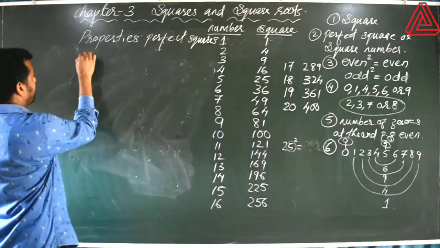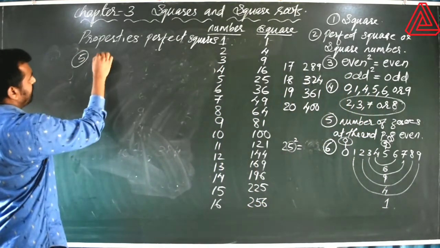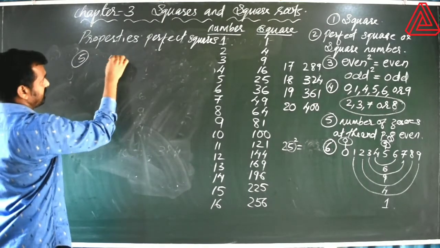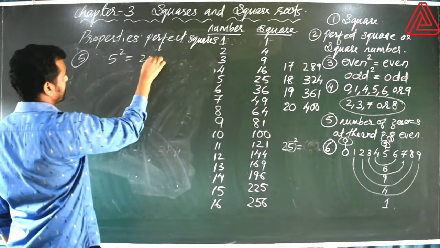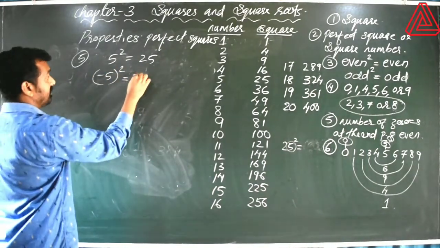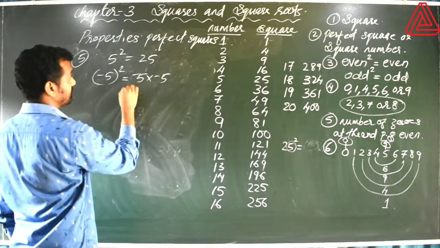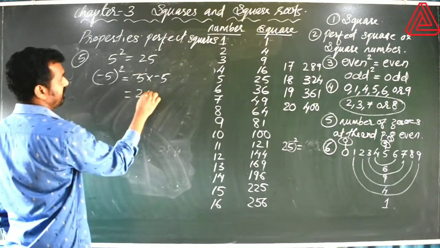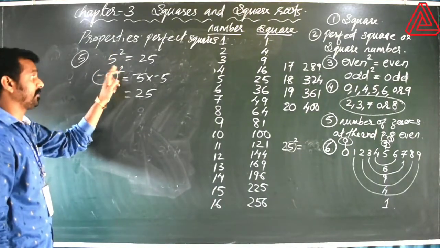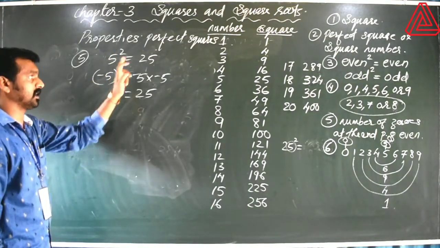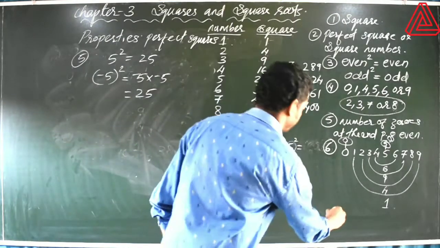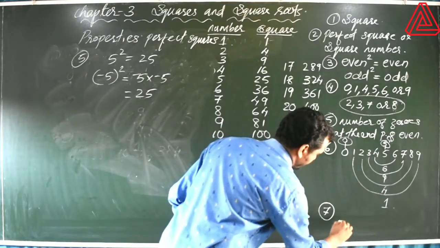So remember that. Number 5, the square of a number is always positive. Minus 5 square, minus 5 into minus 5, minus into minus is plus, 5 5s are 25. The square of a number is always positive. That is the seventh point.